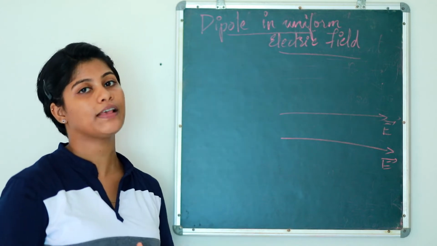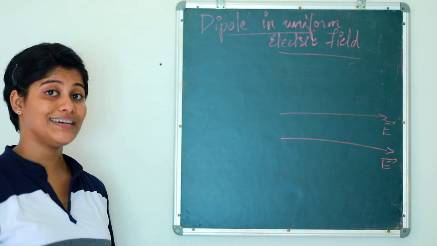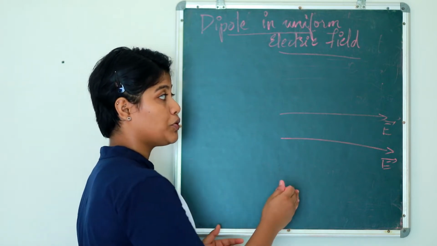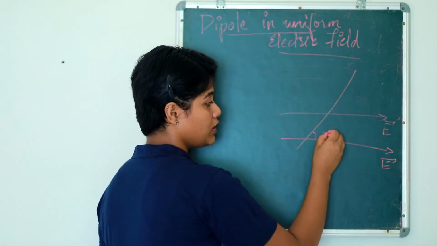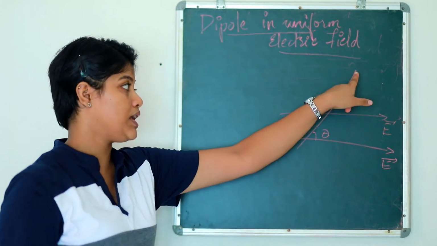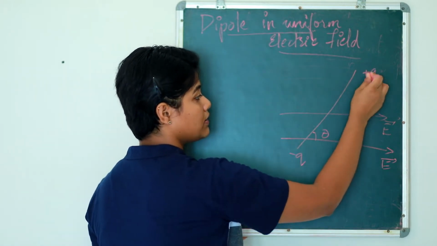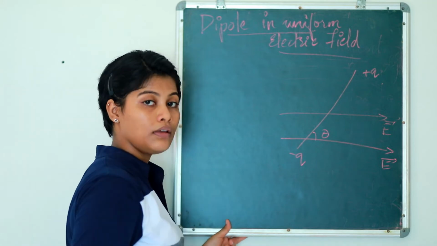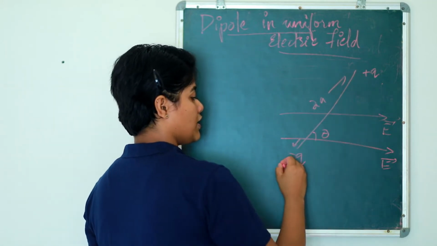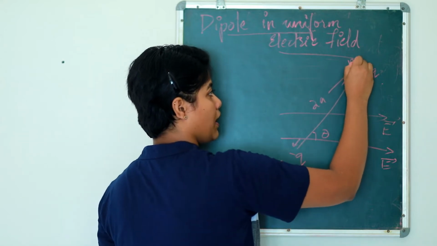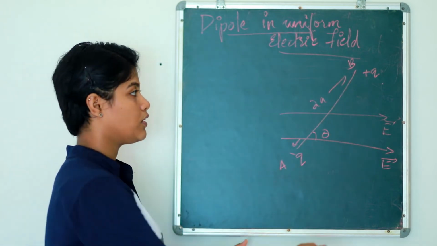There is a condition in placing a dipole in an electric field. We have to place this dipole making a certain angle. That is, the dipole should make an angle theta with respect to the electric field, and 2a is the distance between these two charges. Let's mark this to be AB. The dipole is AB. Now we are going to consider a perpendicular.